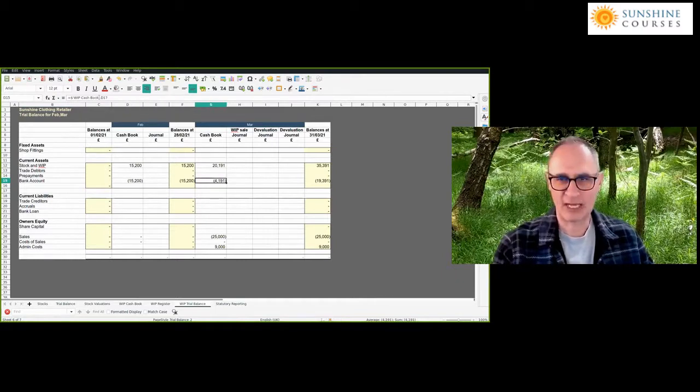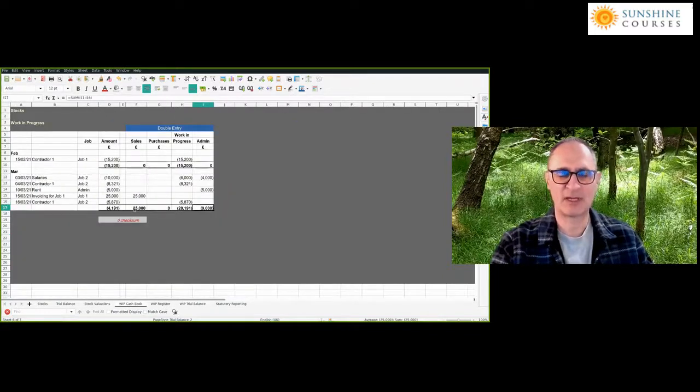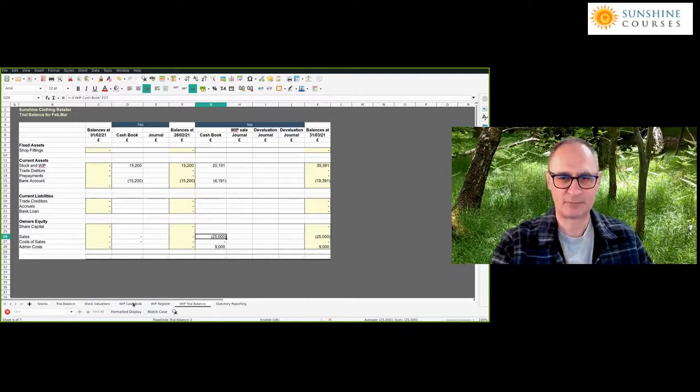And the March cash book, again, we paid out net £4,191, of which £20,000 went to work in progress, £25,000 went to sales, £9,000 went to admin costs. Just double check that. So I simply posted these amounts to the trial balance.